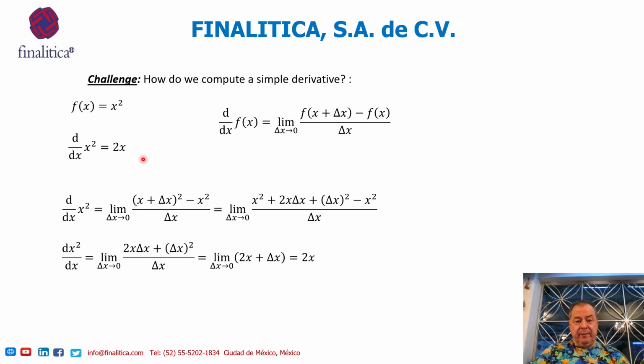The derivative of this function is 2x, meaning that for every small change in the horizontal axis, the function x squared changes 2 times x along the y-axis.